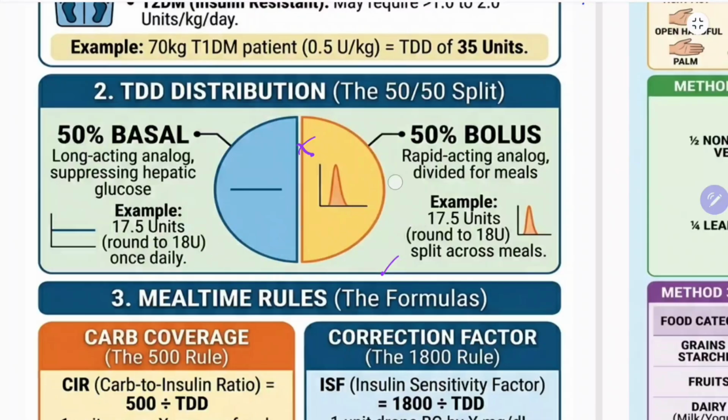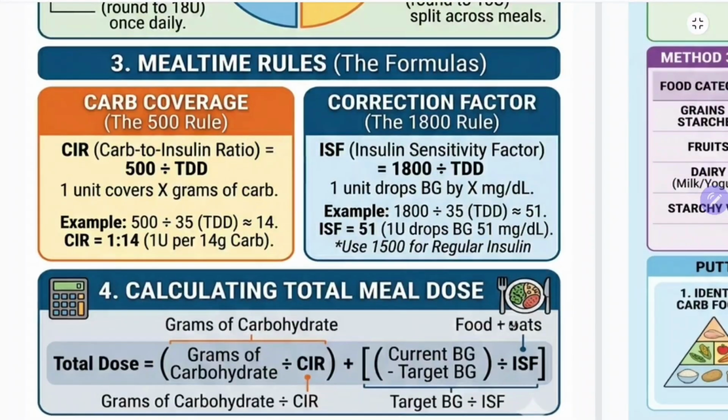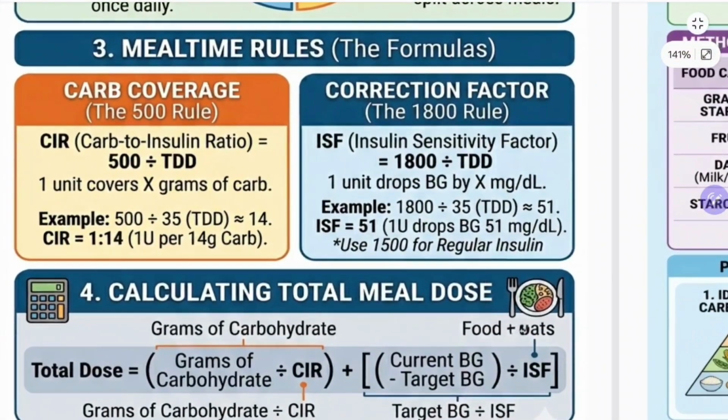So here the difference, so this is one difference. The second difference is this: titration you will do by this CIR and ISF, Insulin Sensitivity Factor or Index, you can say. So how you will calculate CIR? So 500 divided by total daily dose will give you CIR. For example, in this case, 500 divided by total daily dose of 35 is approximately 14. That means 1 unit of insulin covers 14 gram of carbohydrate.